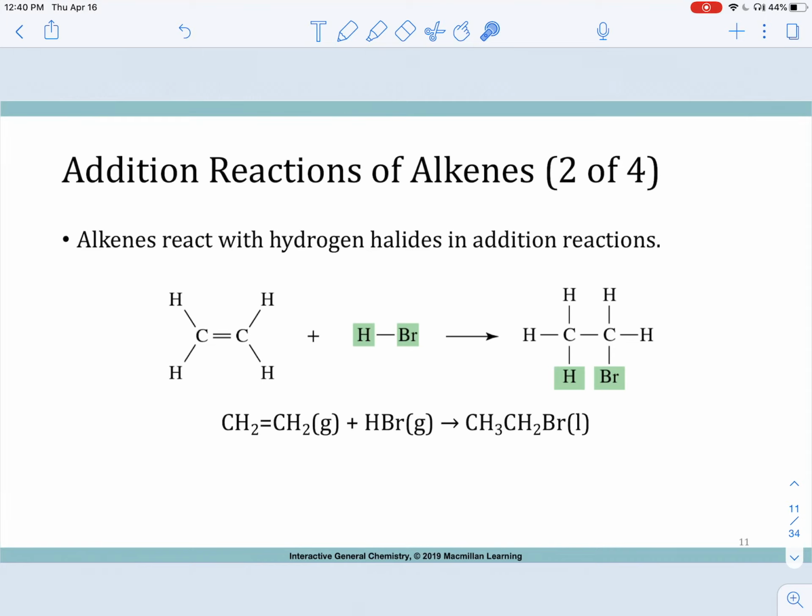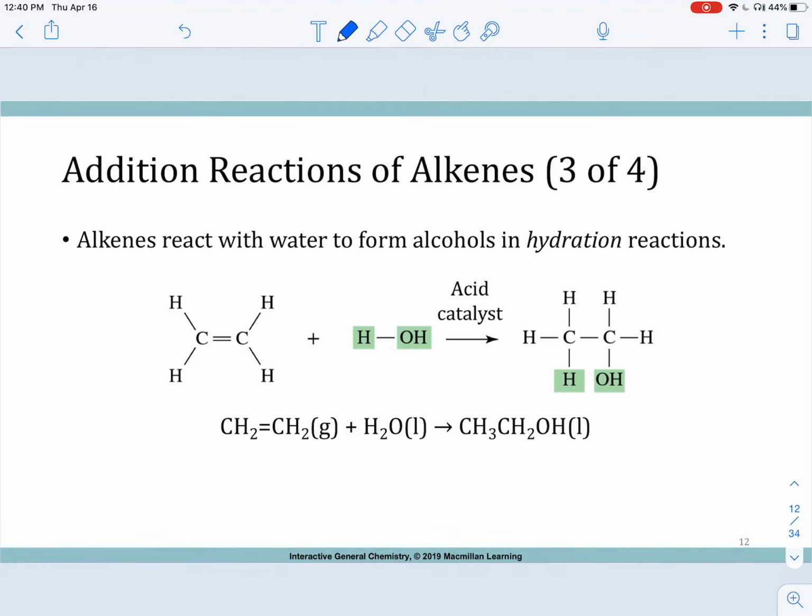Besides Br2, what about HBr? So this is basically hydrogen bromide gas. We have this gas compound, not a liquid acid in this sense, but if you see HBr gas plus this gas, you'll see the same addition reaction, but this time you're going to add an H and the Br, kind of like the Br and Br. So that's another way we can get an addition reaction with alkenes.